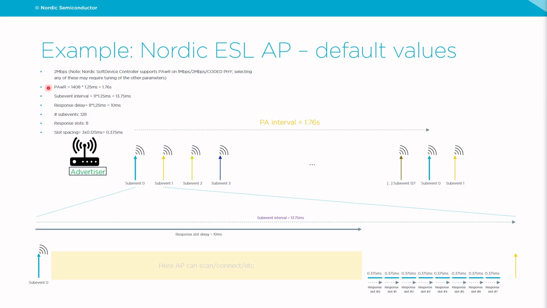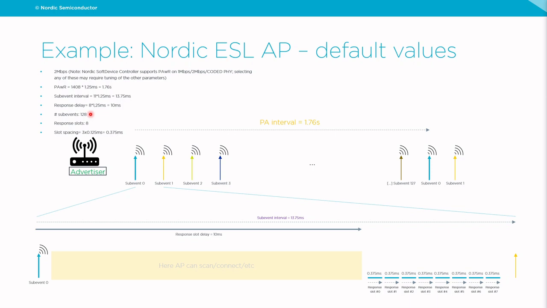So if you want to send a message to a tag in group 0, you can do it now in this sub-event, or you can do it later on the next sub-event 0. So you need to wait 1.76 seconds to address tags on the same group. You can, for example, decrease this periodic advertising interval to decrease the latency. This could be done, for example, in combination with a decrease of sub-event intervals or a decrease in the number of sub-events.